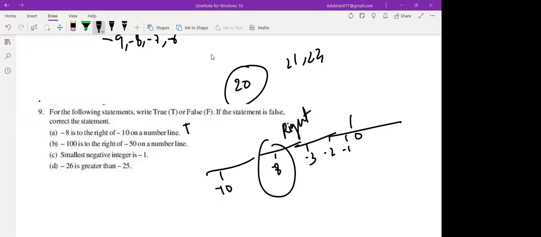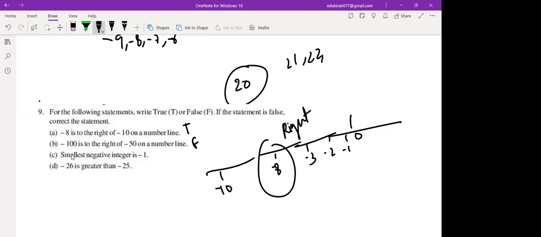Ma'am, can I do the second one? Yes. Minus 100 is to the right of minus 50 on a number line. Ma'am, false. Yes. Because it is to the left. The smallest negative number is minus 10. Ma'am, false. That is the biggest negative number, and you have to correct it.